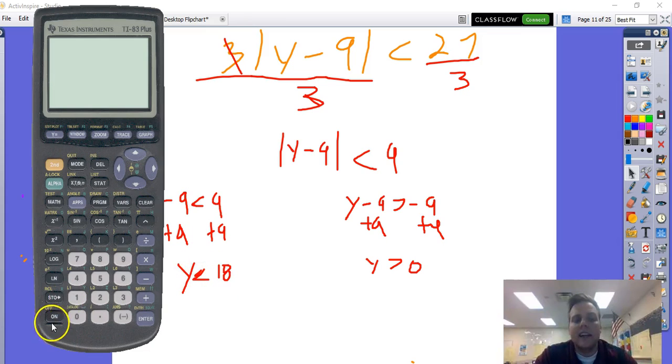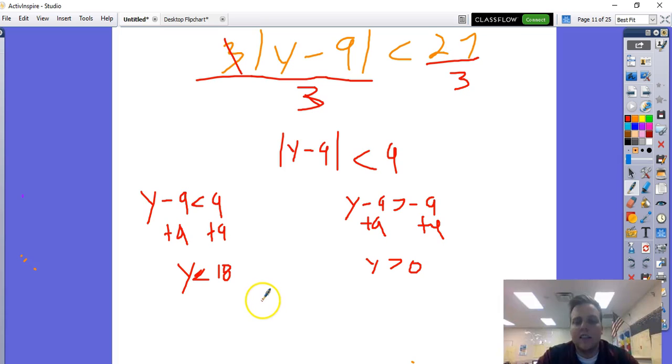What's a number that's less than 18? It's easy, 10. Great. Remember, you're going to plug back into the very original problem. So 3 times the absolute value of 10 minus 9, and we're going to see if that gives us a number that is less than 27. And it does. So when y was less than 18, such as the number 10, it worked. It gave us a number that was less than 27. But what about when y is greater than 0? Well, didn't I just check that? The y value I just checked was 10. Is 10 greater than 0? Yes. Therefore, when I plug in 10, it fits both requirements. Awesome, so they both work.